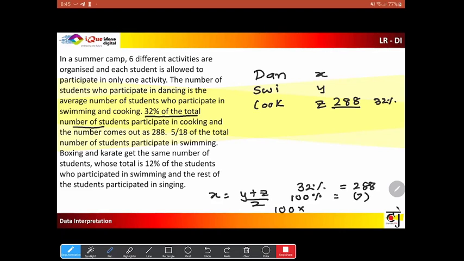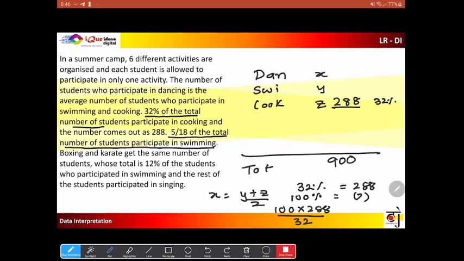So 100 divided by 288 divided by 32. If you simplify this, you will get the total and that comes out to 900. So now we know that totally there are 900 number of people. Okay. Next, 5 by 18 of the total number of students participate in swimming. So in swimming, we have 5 by 18 of the total number of people. So that comes out to 250.